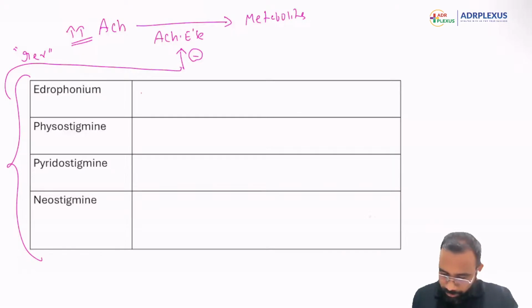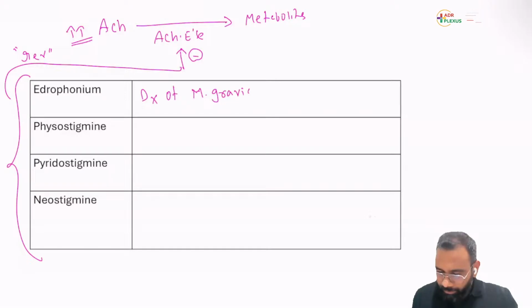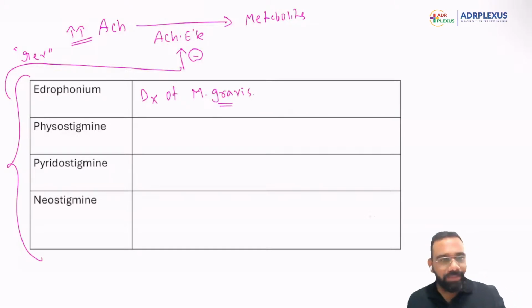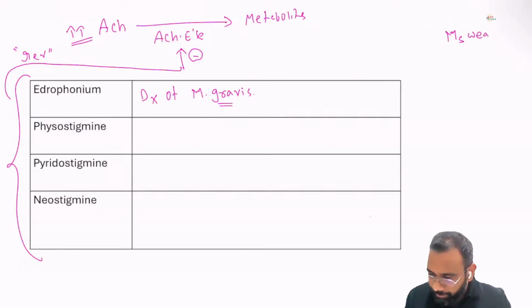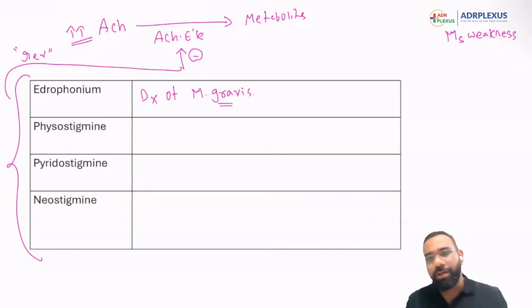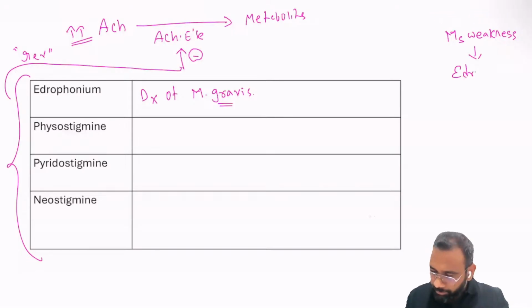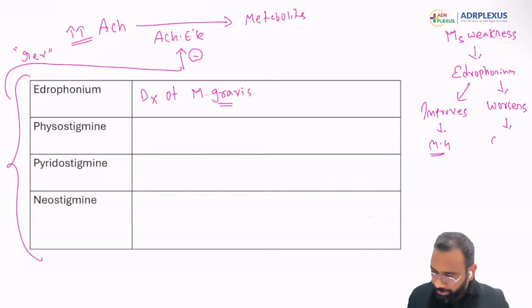Edrophonium. It is useful for diagnosis of myasthenia gravis. How, sir? Let's say a muscle weakness patient came to you in the emergency department, and you don't know whether it is due to myasthenia gravis or cholinergic crisis. Give edrophonium. If muscle weakness improves, then it is myasthenia gravis. If muscle weakness worsens, then that is cholinergic crisis.